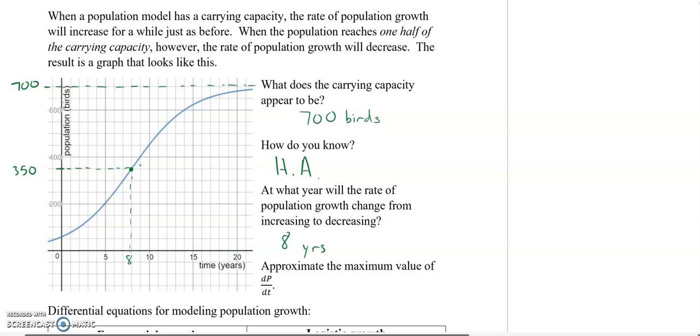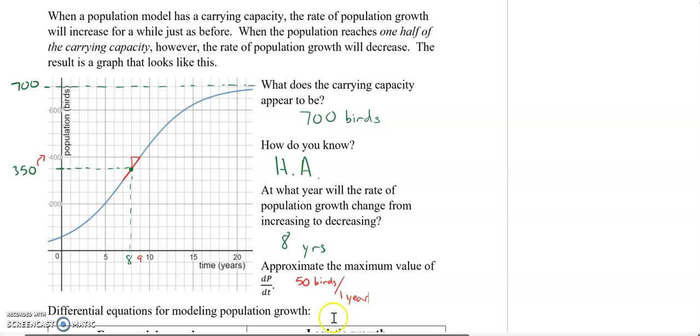So if we want to approximate that maximum rate of growth, we want to approximate dP/dt, in other words, the slope of this curve right here. And it sure does seem like we're going up 1 and over 1, but pay attention to the units. This is going over 1 to 9, but it's going up from 350 to 400. So this is actually going to be an increase of 50 birds per 1 year. That's the fastest rate of growth that we're going to see in this logistic model.